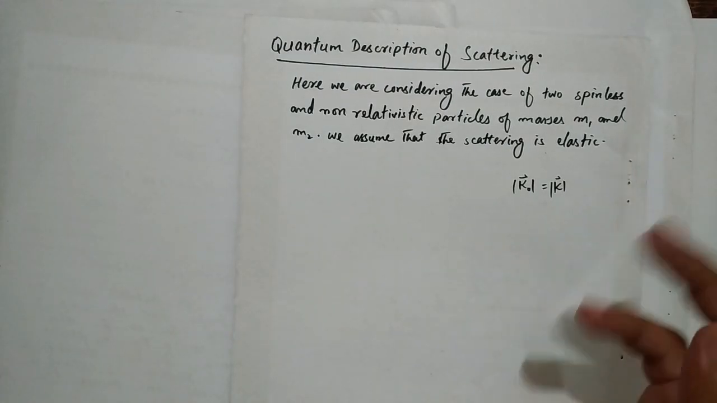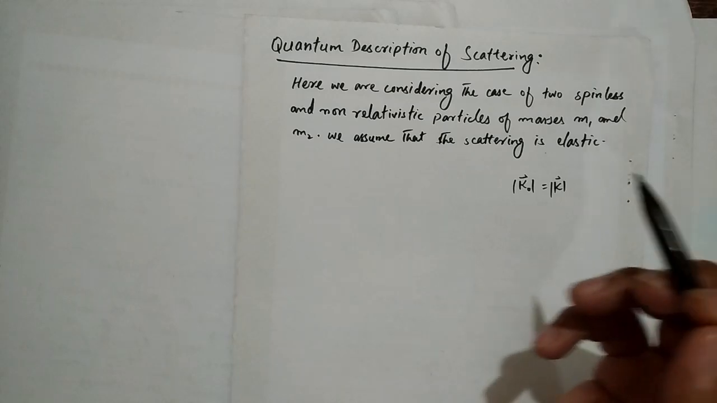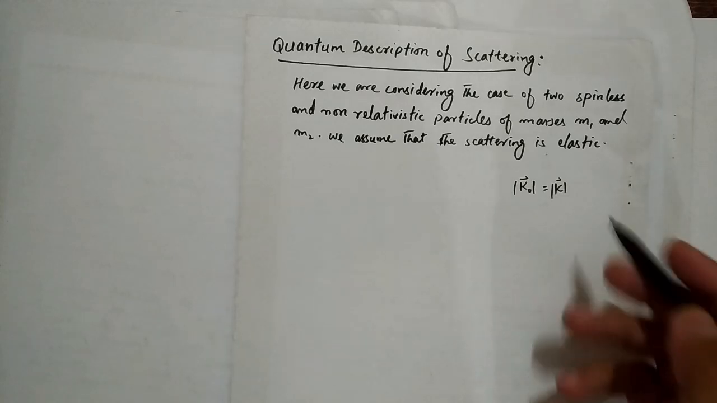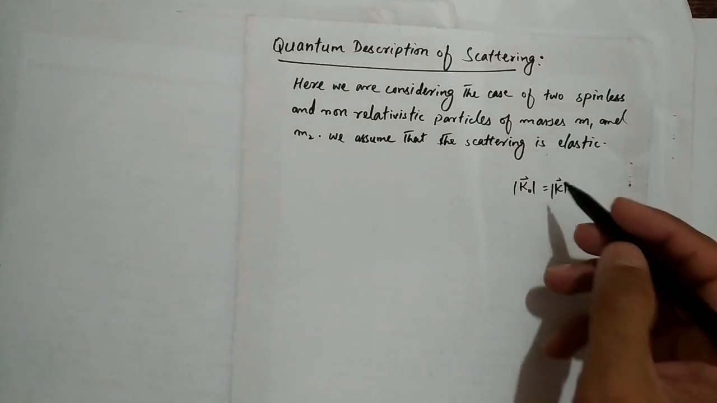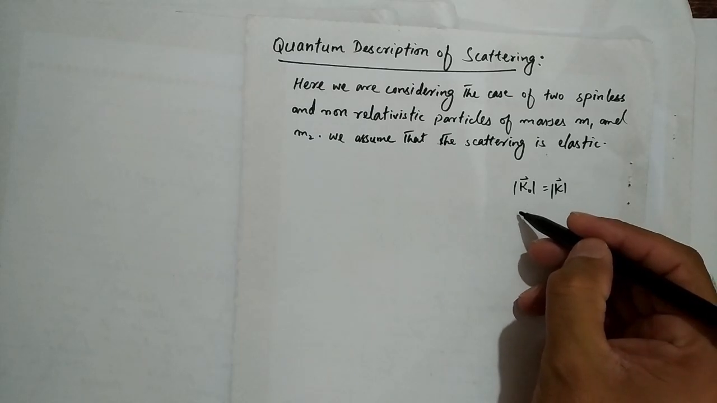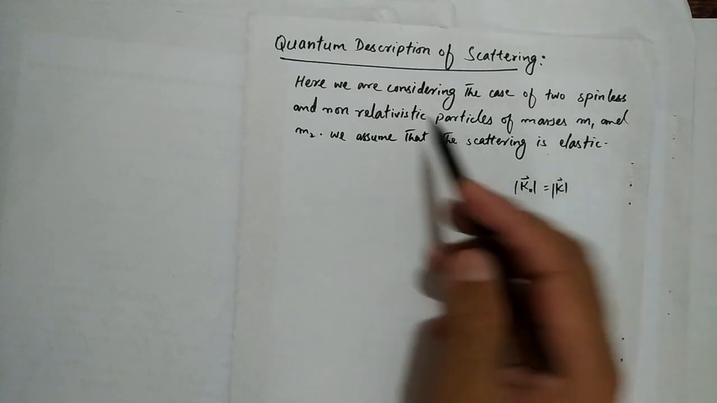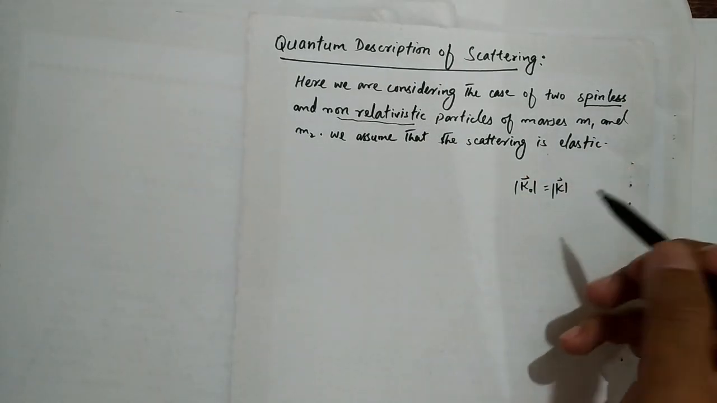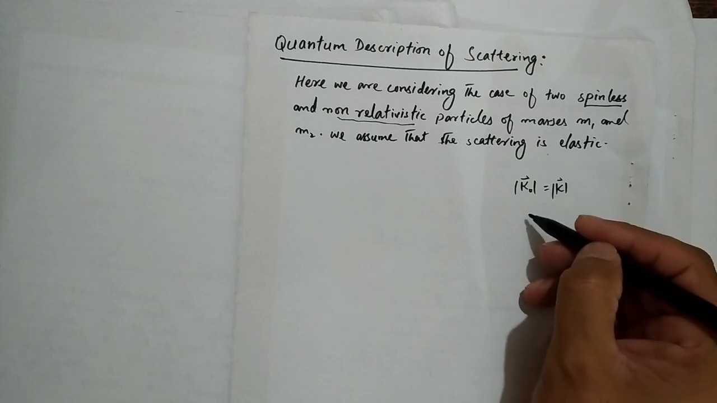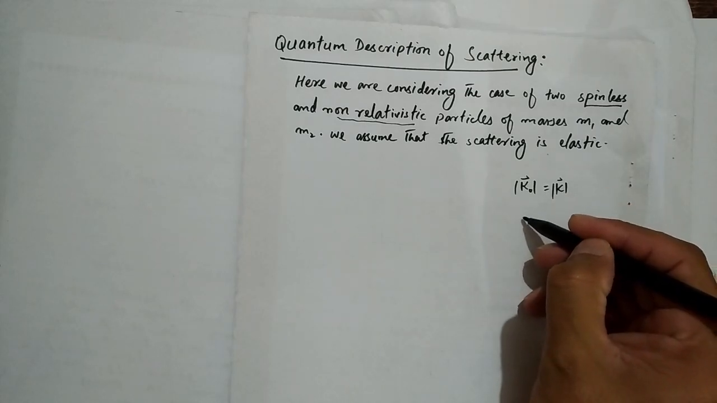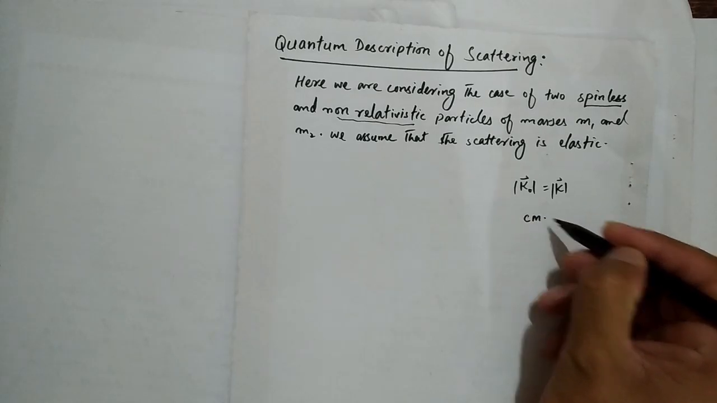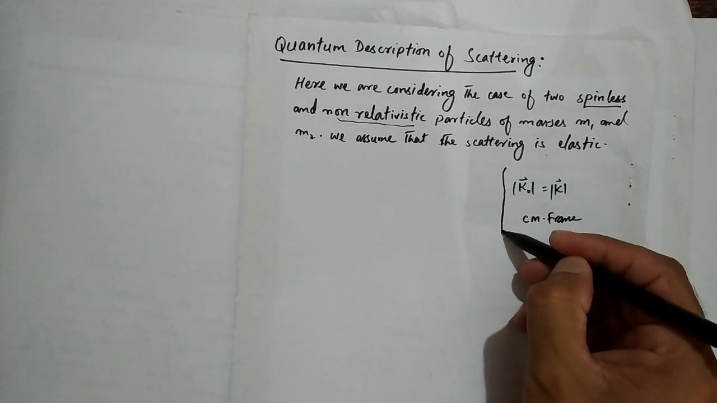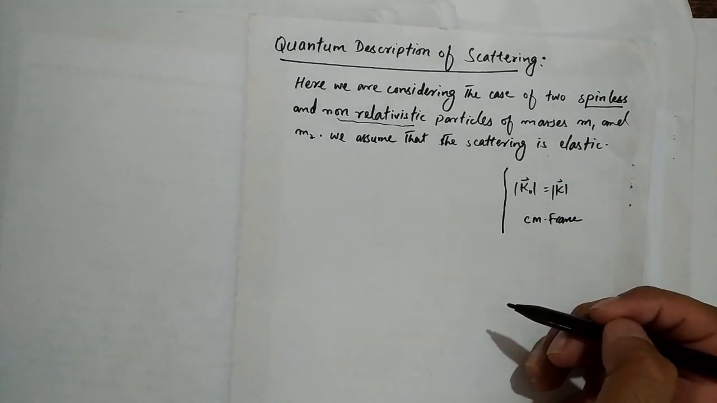Also, the frame which we are using will be the center of mass frame. That means that I will write these points here: the particles are non-relativistic, second they are spinless, and the frame is the center of mass frame. So these are the assumptions which we are taking into account.